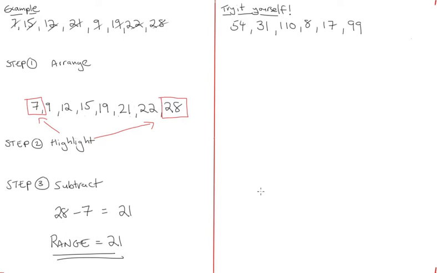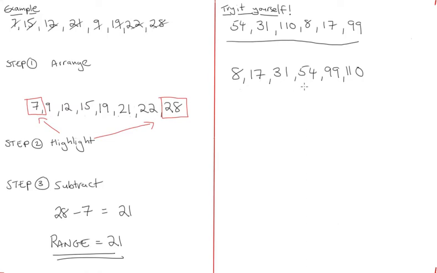Now, pause the video now and have a go using the same technique, using these numbers on the right hand side here. Okay, pause it and have a go. All right, so we can arrange it like I've said here. So let's arrange it. The smallest number looks to be 8, and then it's 17, and then I think the next one is 31, and then 54, and then 99, and then 110.